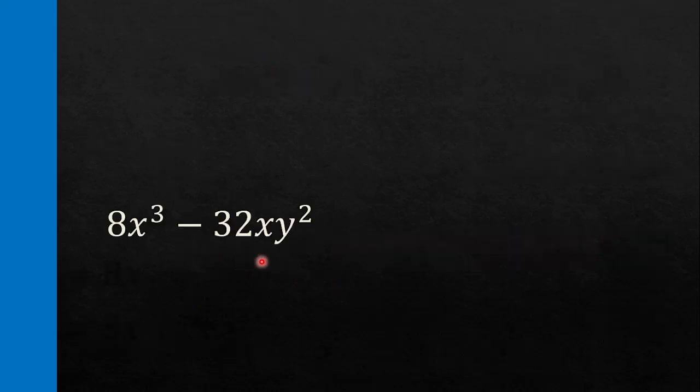Okay, let's look at a second example. I've got 8x cubed minus 32xy squared. Now, these are not square numbers. 8 is actually a cube number, because 2 times 2 times 2. And 32 is just an even number. That's not a square number and not a cube number. And also for x cubed, this 3 is not even.